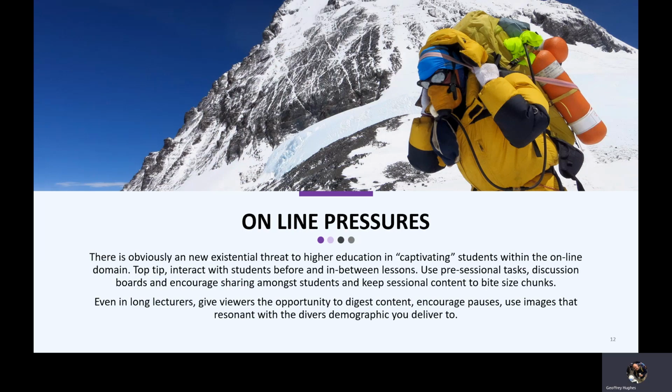So obviously there's online pressures for staff, there's also online pressures for students, so staff shouldn't feel pressured to offer anything else other than what they would normally offer when delivering lectures online. So you should still be as interactive with the students, and you should still be talking about using pre-sessional tasks. But most importantly, you should make sure you break your sessions down into content-specific bite-sized chunks, because we need to bear in mind what students can absorb and upload to their deep memory.